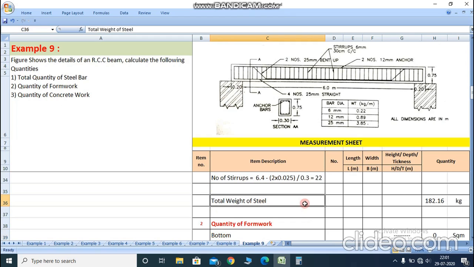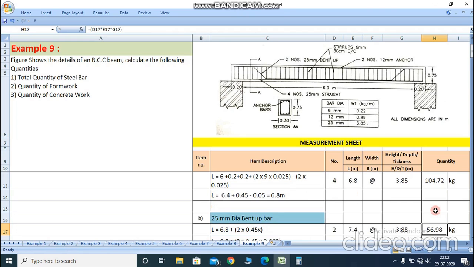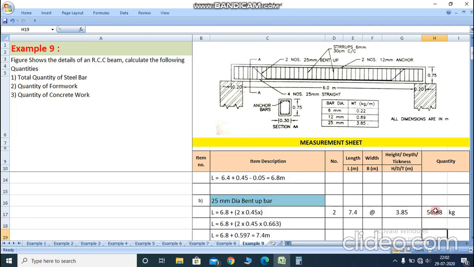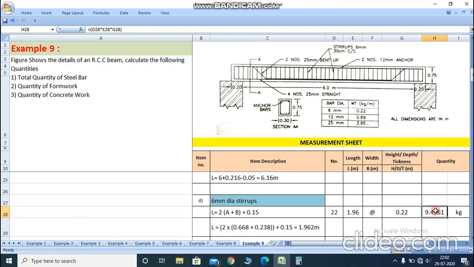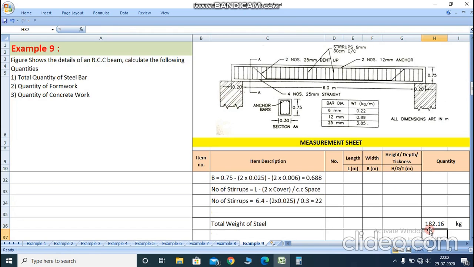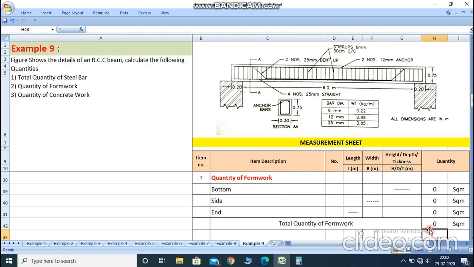Sorry, here the total weight of the steel is the summation of all the values. First we calculated the 25 mm diameter straight bar, 104.72, then the 25 mm diameter bent up bar, 56.98, plus the 12 mm diameter anchor bar, 10.965, and the 6 mm diameter stirrup, 9.4961 kg. Summing all four values, we got the total weight of the steel as 182.16 kg. Now we calculate the quantity of formwork.